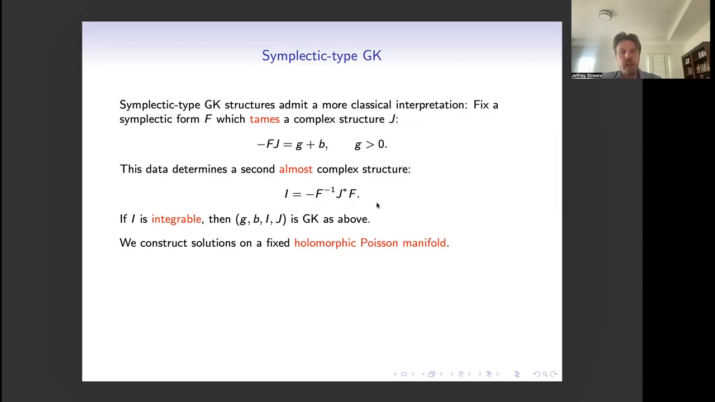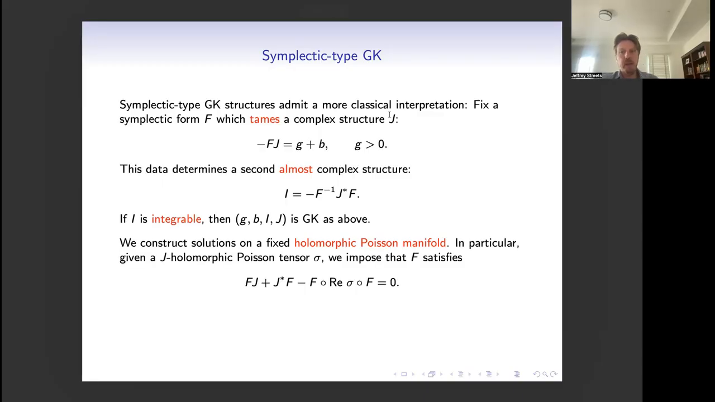And so what we're going to try to do is construct these symplectic type generalized Kähler structures on a fixed holomorphic Poisson background. What this means, in terms of the way I described things before, is we're going to fix J, and we're going to fix what we expect to be the J20 part of the associated Poisson tensor. So that's what we're calling the holomorphic Poisson background. We're going to think of that as fixed once and for all, and then try to construct a generalized Kähler structure which is compatible with all of that.